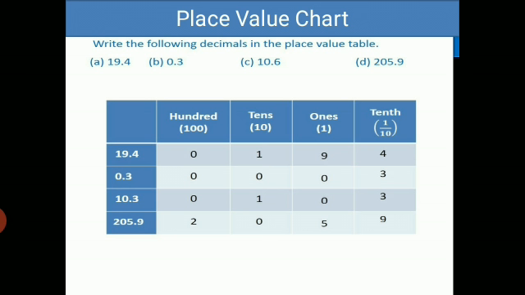Now the last number is 205.9. Now 2 is at the hundreds place, 0 at the tens place, 5 at the ones place, then the decimal point, and then in the end 9 is at the tenths place. This is how we can represent decimal numbers in the place value chart and on the number line.